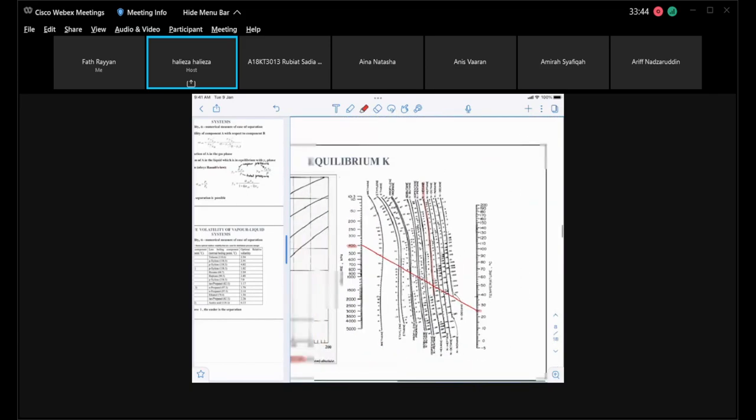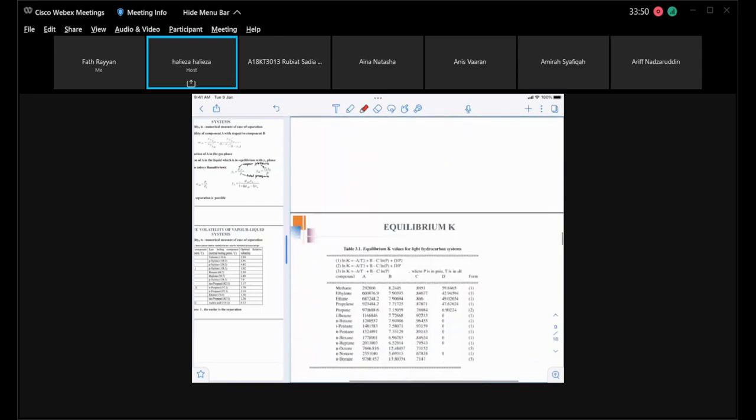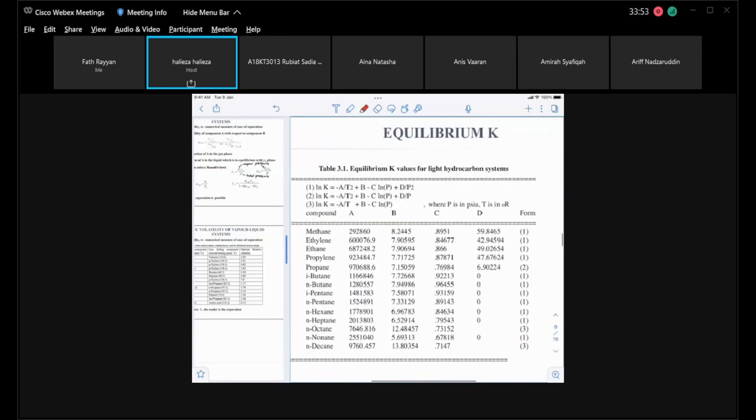So that's one way of doing it. You can use the left-hand side graph or the right-hand side graph. Or another way is to calculate it using the equation here. These equations are specifically for light hydrocarbons. So you have the values of A, B, C, and D, and you have several forms, 1, 2, 3. For N hexane, you're supposed to use form 1. That means you'll be looking at just that one equation, the top one. Your temperature should be in degrees Rankine, and your pressure should be in psia.